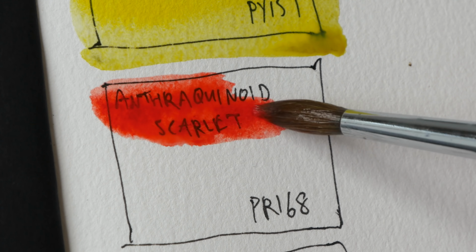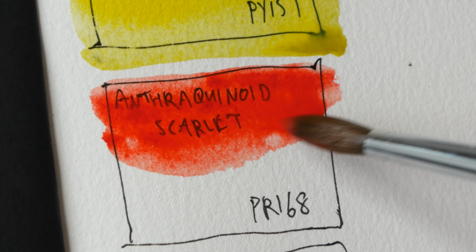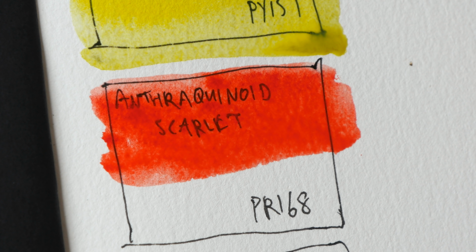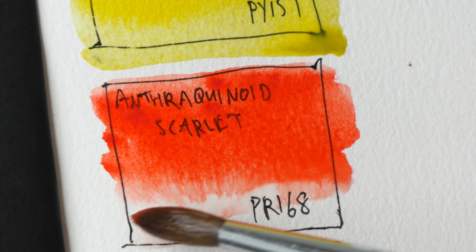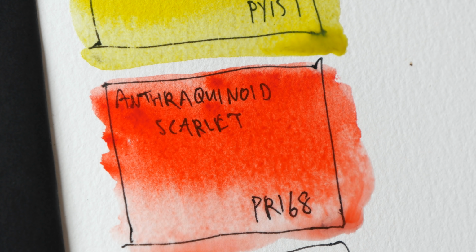Next up, we have Anthraquinoid Scarlet. This is a color that I just bought recently. And this color looks very much like, as the name suggests, a scarlet. This is PR168. Looks pretty transparent to me, just like azo yellow.